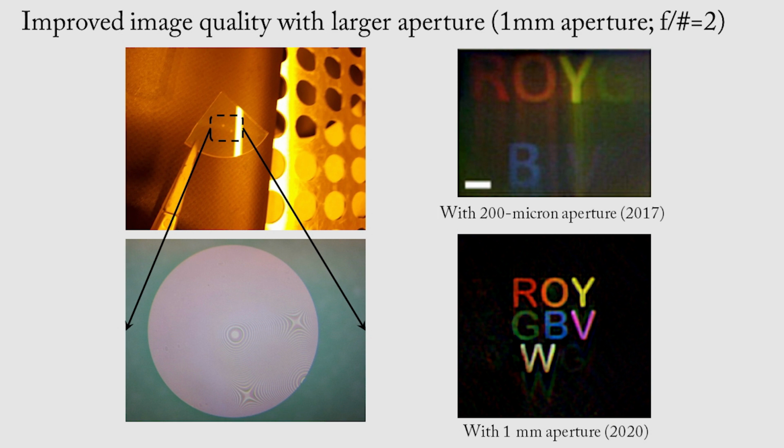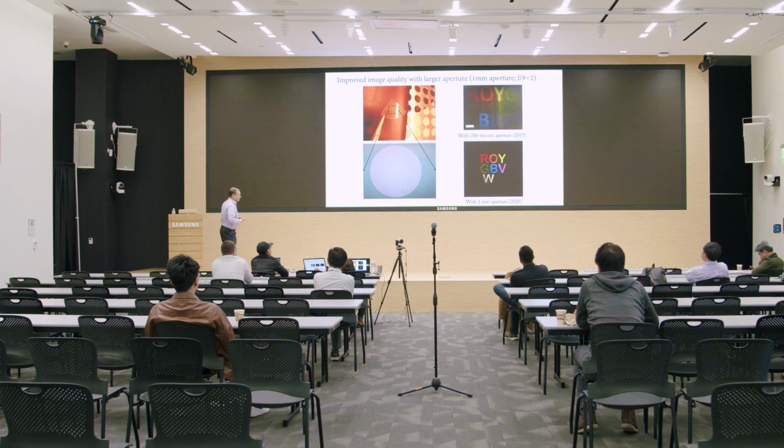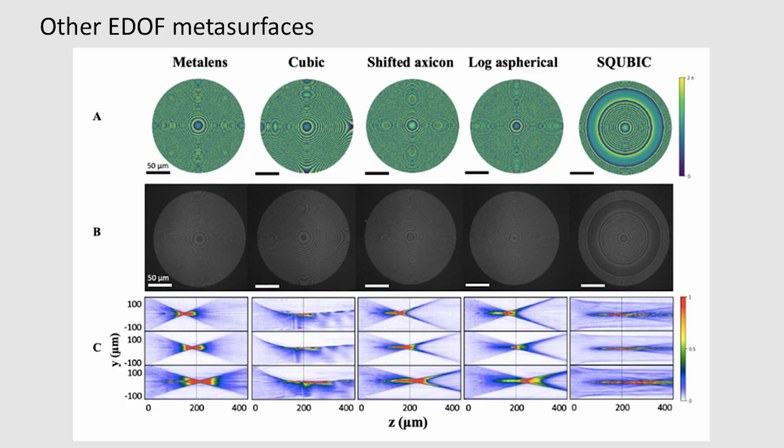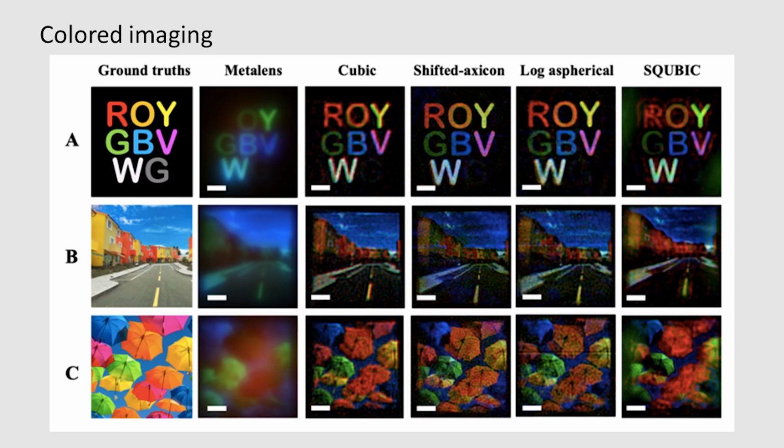We are trying to figure out how to quantitatively explain that, how to understand the image quality. We have now been making bigger metasurface, or bigger area. We are trying to solve the geometric aberration using another surface. Hopefully that will improve the image quality even further. We are also looking into other kinds of EDOF metasurface which are rotationally symmetric. So this cubic one I told you, but there are also something called shifted axicon, log asphere, that can give you this extended depth of focus. We've recently demonstrated imaging with all of them. And overall, the image quality is getting better.